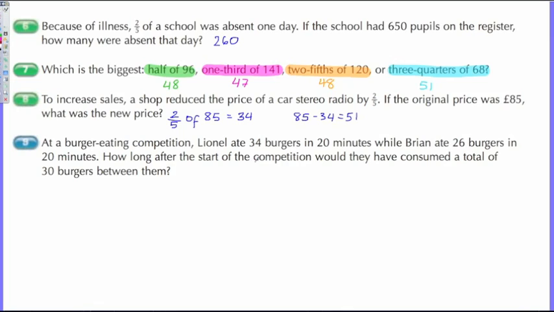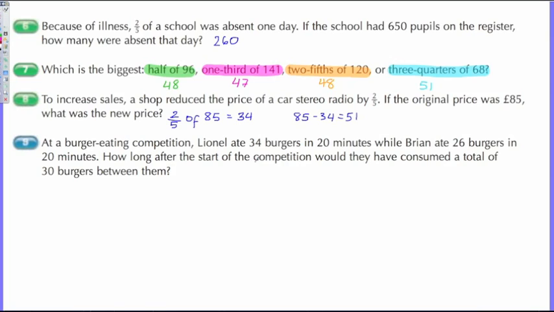So for each of those, you're going to have to work out what is a half of 96, 1/3 of 141, and so on. Once you've worked those out, the biggest one is going to be 3/4 of 68, because that gives us 51. Question 8. To increase sales, a shop reduced the price of a car stereo radio by 2/5. If the original price was £85, what was the new price? So we want 2/5 of £85, which is £34. So the car stereo was reduced by £34, so the new price is going to be £51.